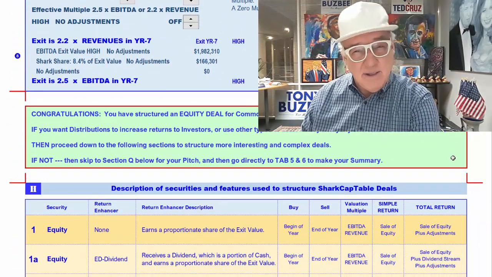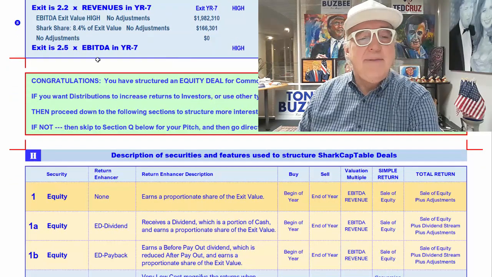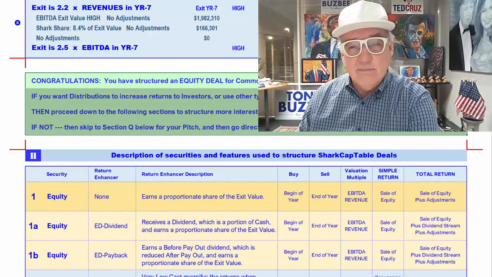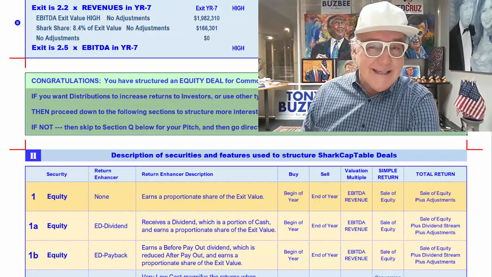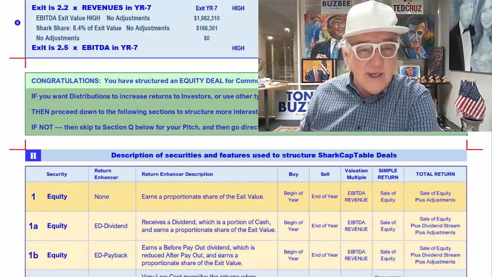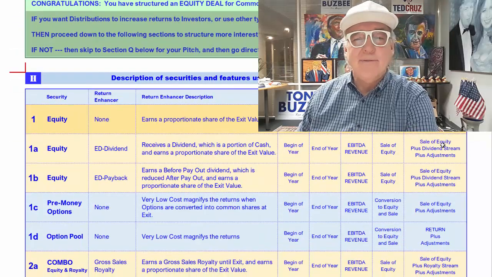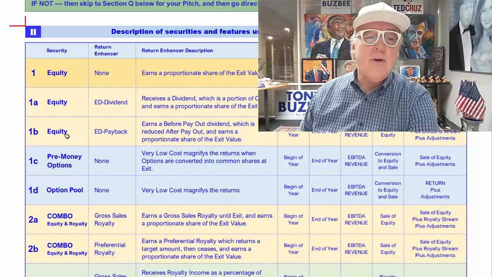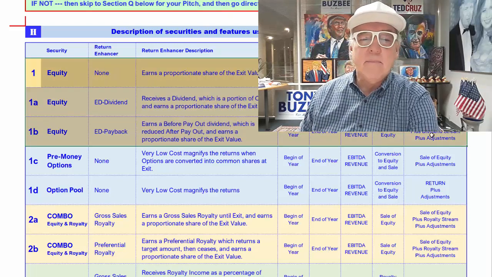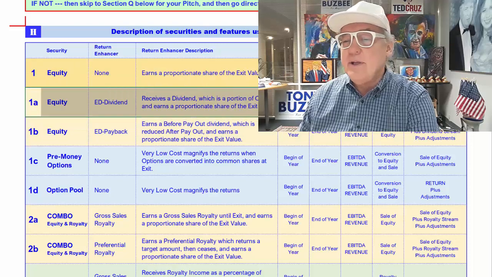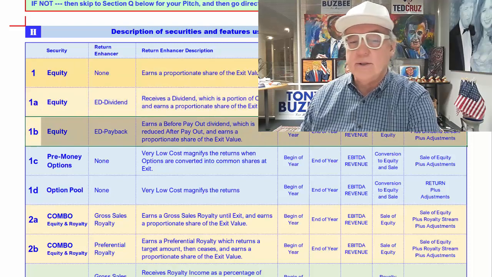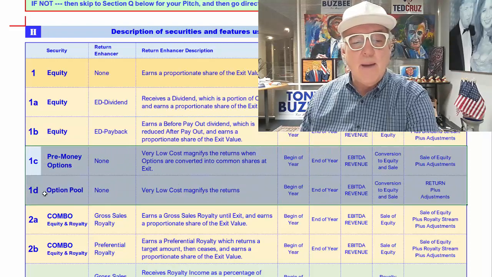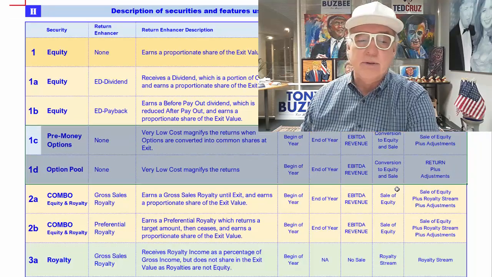But let's see if we can do something different. At this point, basically you've done an equity deal, and you don't have to go any further. If you go further, we get into more complexities. But they're really interesting, so stick with me. The complexities have to do with different kinds of securities that we can make a deal with. And we've just done equity. But we've not done anything with dividends or payback dividends. We also have a security which is called a pre-money and an option pool. Well, we've already utilized those.